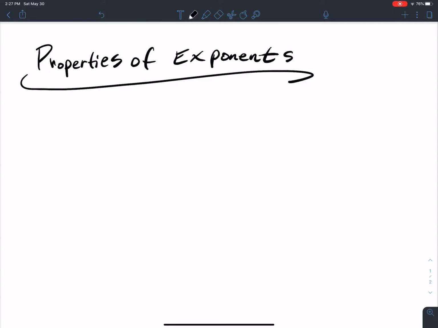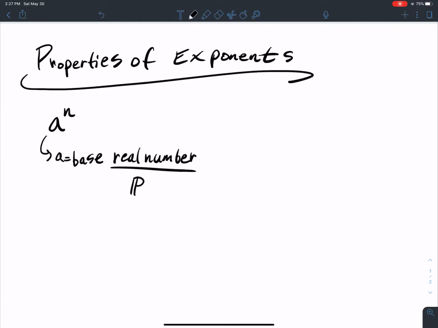Okay, in this video we're going to talk about properties of exponents. So I want to talk about a to the n. Okay, a is the base, which is a real number. Sometimes we represent a real number as this pretty little r here. So if I write that little r, that just means it's a real number. Okay, the n up here is an exponent.